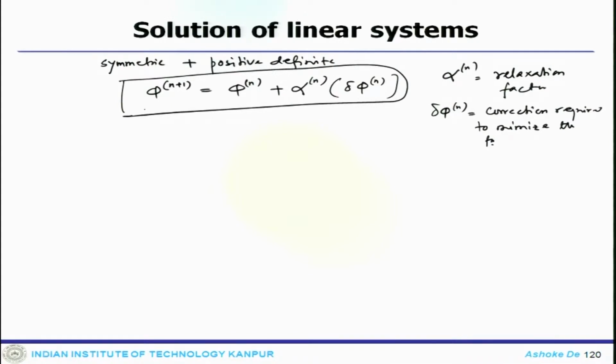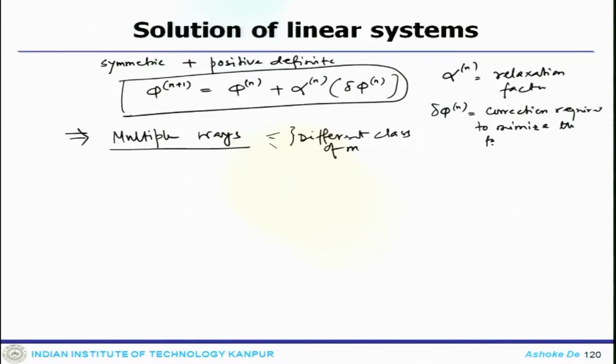So the whole idea is that you have a function and iteratively you get some sort of corrections, and that can be obtained in multiple ways. And that leads to different classes of methods. Okay. So, that being said, we will look at some such classes of methods.